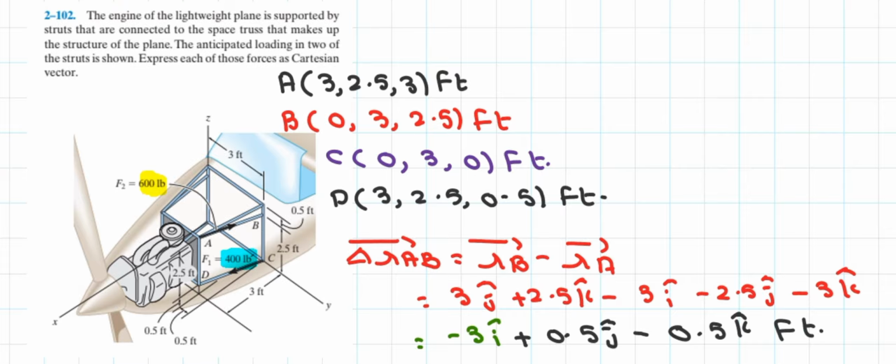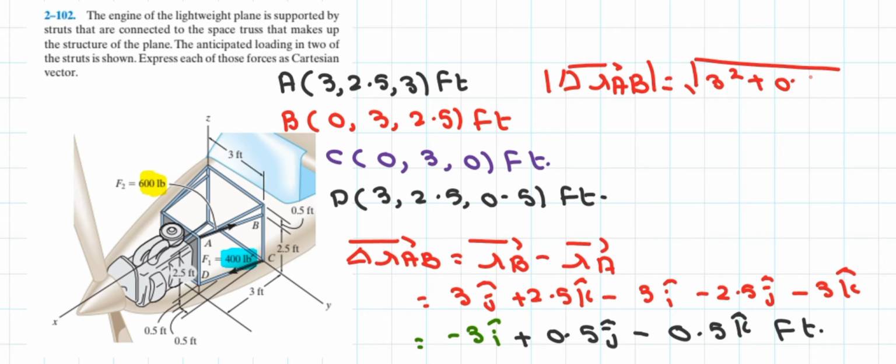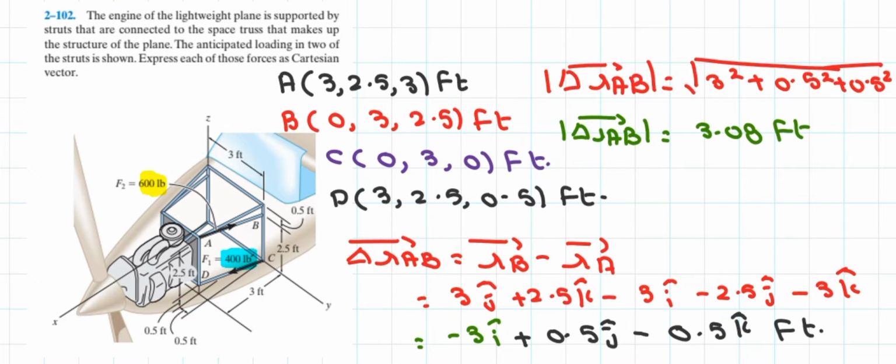Now, what about its magnitude? For the magnitude, we have the formula, that is delta RAB magnitude, which is equal to under root x square plus y square plus z square, and it is 3 square with positive 0.5 square with positive 0.5 square. So grab the calculator, put the values into it and solve it for the magnitude of RAB. So the magnitude of RAB is nothing but 3.08 foot.